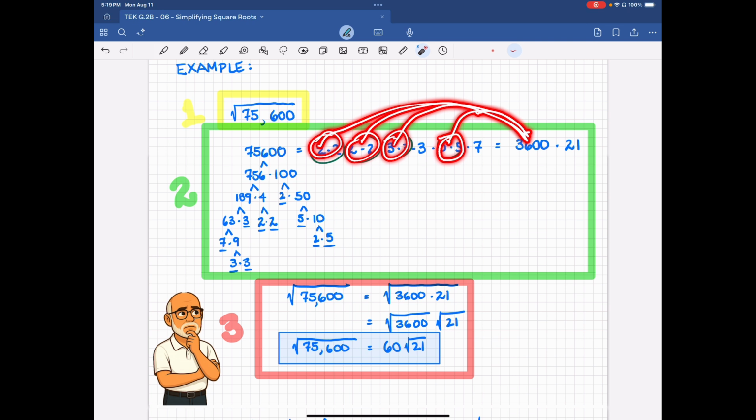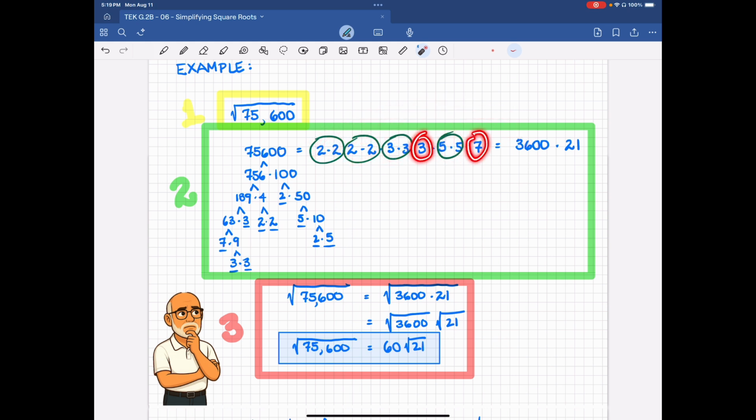3,600. So 2 times 2 times 2 times 2 times 3 times 3 times 5 times 5 is 3,600. I'm taking the 3 and the 7, which are left and don't have pairs, I multiply them together, and I get 21. So I know that 75,600 is really 3,600 times 21. This brings me to my next step.